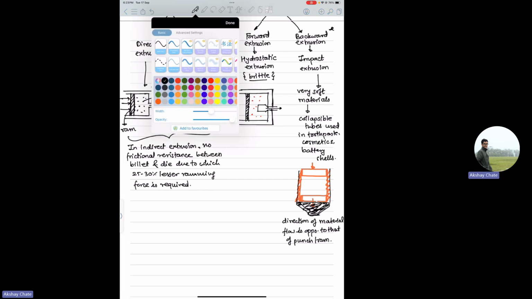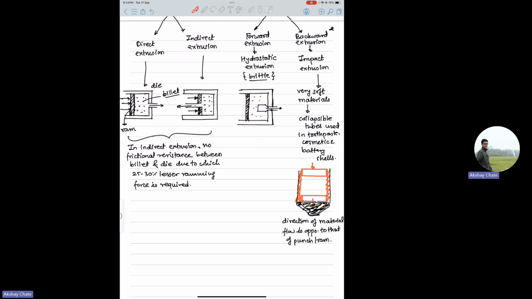What happens is this liquid will exert hydrostatic pressure on the brittle material from all sides. That's why you have all the compressive stresses there, and you can extrude brittle materials, right? So you do this, and you have this brittle material inside. That is the difference.